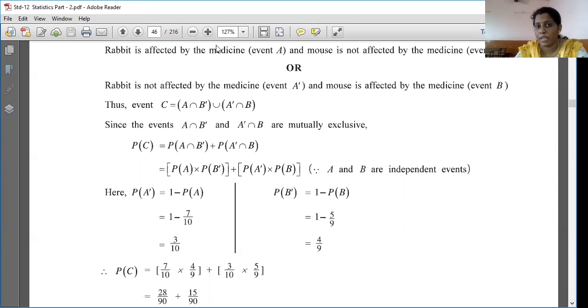If P of B is given, then P of B dash will be 1 minus P of B. Listen carefully. If P of B is there, then P of B dash is 1 minus P of B. If you have to find P of B and P of B dash is given, then 1 minus P of B dash. The formula is the same. So for A dash, it is 1 minus P of A, that is 1 minus 7 by 10, which comes to 3 by 10. P of B dash is 1 minus P of B, 1 minus 5 by 9, that is 4 by 9.